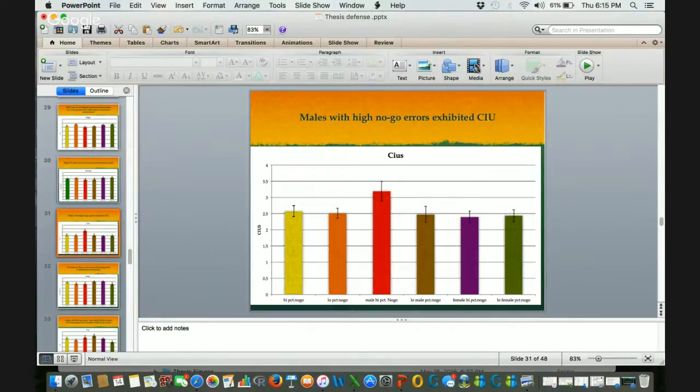Then we wanted to investigate, look at the people who did have a significant high number of errors of commission. And what we found here was males with high errors of commission, or high no-go errors, exhibited compulsive internet usage.